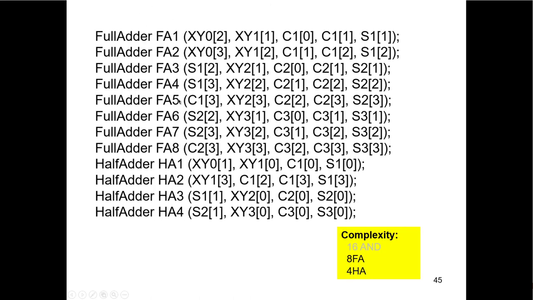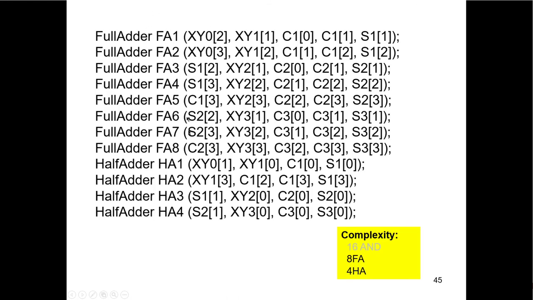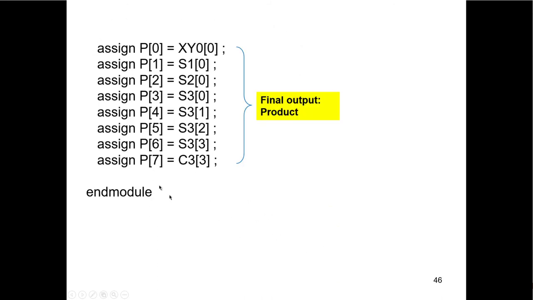And then here's our full adders. So these generate all the AND gates. And here, this generates all the half and full adder outputs. So we're instantiating 8 full adders, 4 half adders, and 16 AND gates. And there's your final product. Now, compare that with just saying X times Y, that P equals X times Y. But with bit vectors, you're not allowed to do that. You'd have to make them integers.